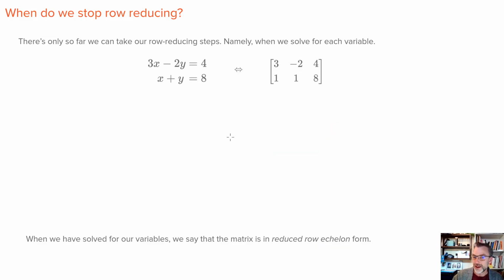Now, another question you might have is, can we always get reduced row echelon form? The answer is no. And we'll pick that up in the next video.